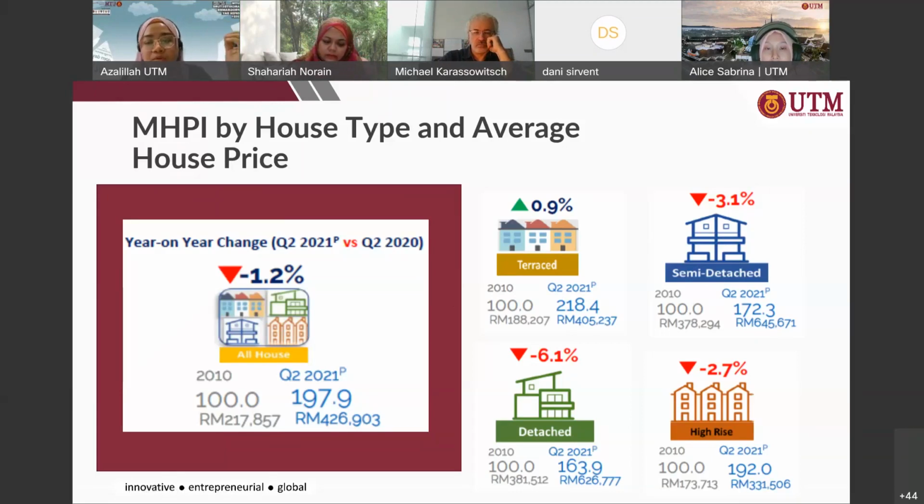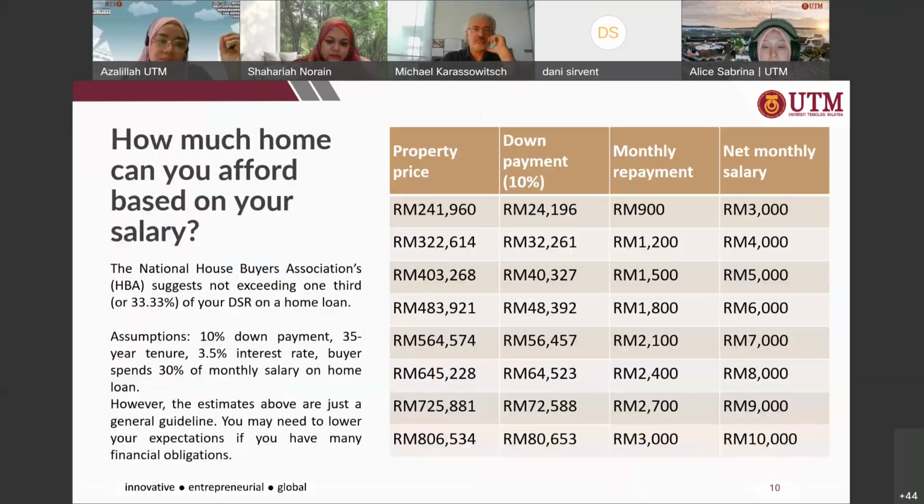Same goes for semi-detached and detached houses, which are nearly 1 million, and what we can buy is only a high-rise, but unfortunately high-rise is also over 300,000 ringgit. So with this price compared with the income level, that's why Malaysians are seriously facing unaffordable housing. So when we look at these tables, how much home can you afford based on your salary?